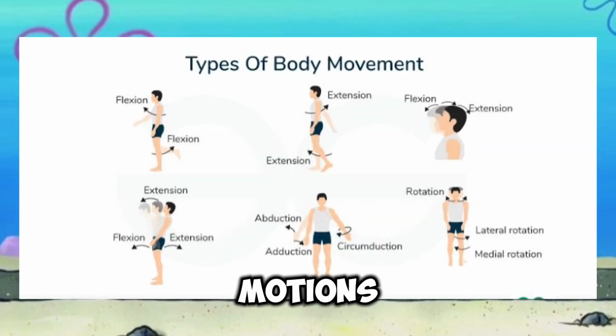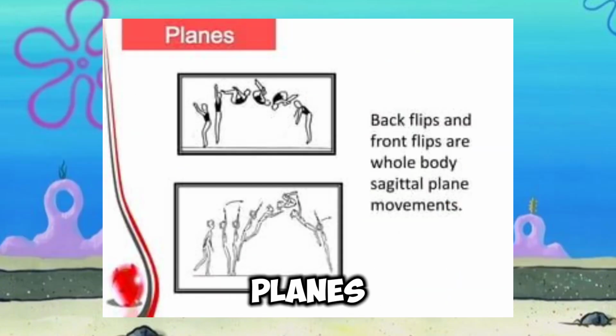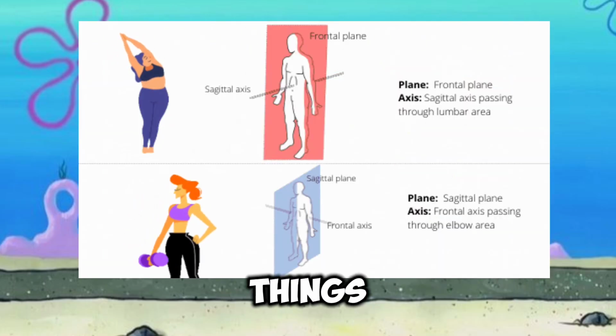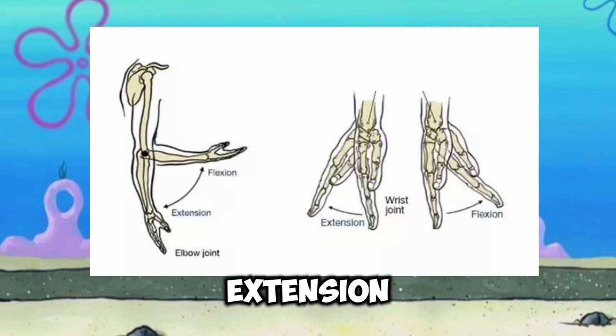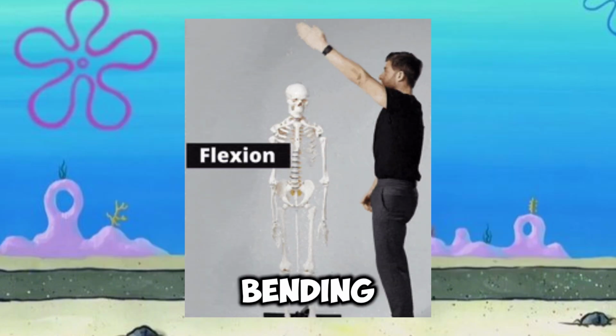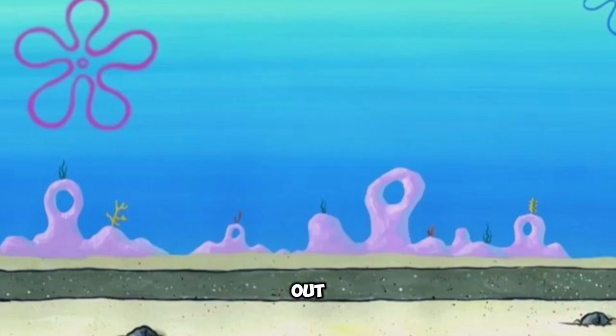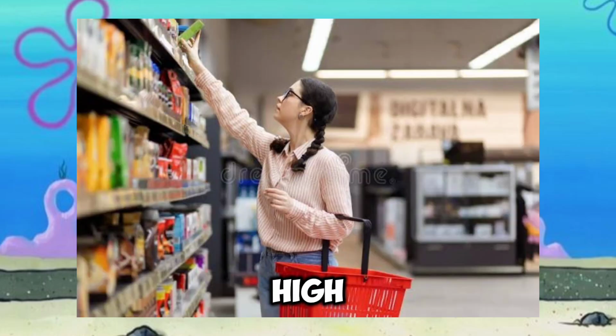Types of motions. Now let's bring it all together. Planes, axes, and motions work together to make your body do amazing things. 1. Flexion and extension. Plane, sagittal. Axis, transverse. Flexion is bending, like when you curl your arm to show those muscles. Extension is straightening it out. Think of reaching for something on a high shelf.